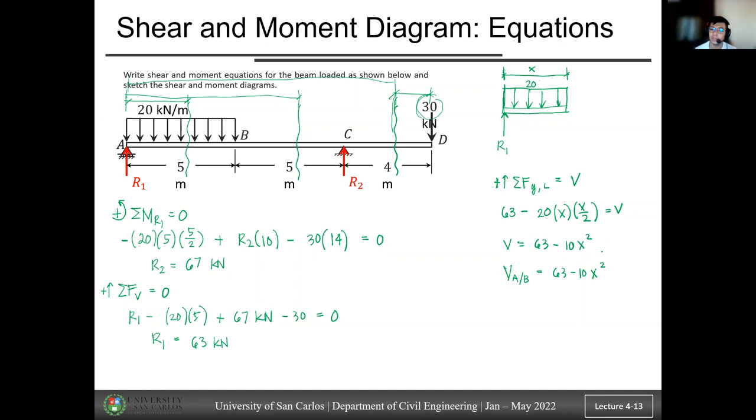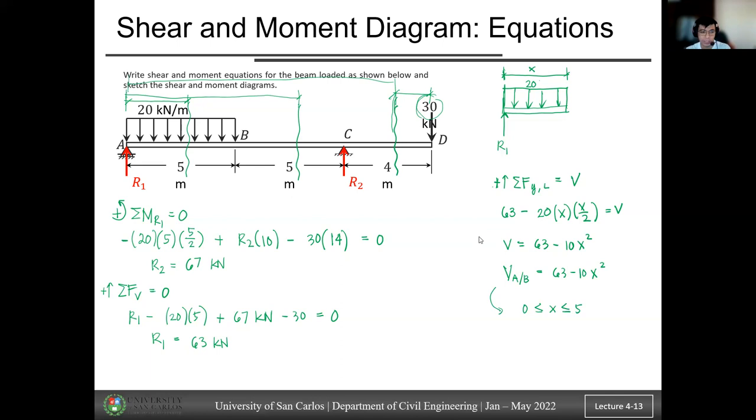So I think the purpose of having this equation is that if you want to determine the shear at a particular distance, let's say at 2 meters, you can determine that particular shear using this equation. Again, this is only true for the span of 0 to 5 meters, up until 5 meters only because we are only analyzing segment AB. So this would be our shear equation.